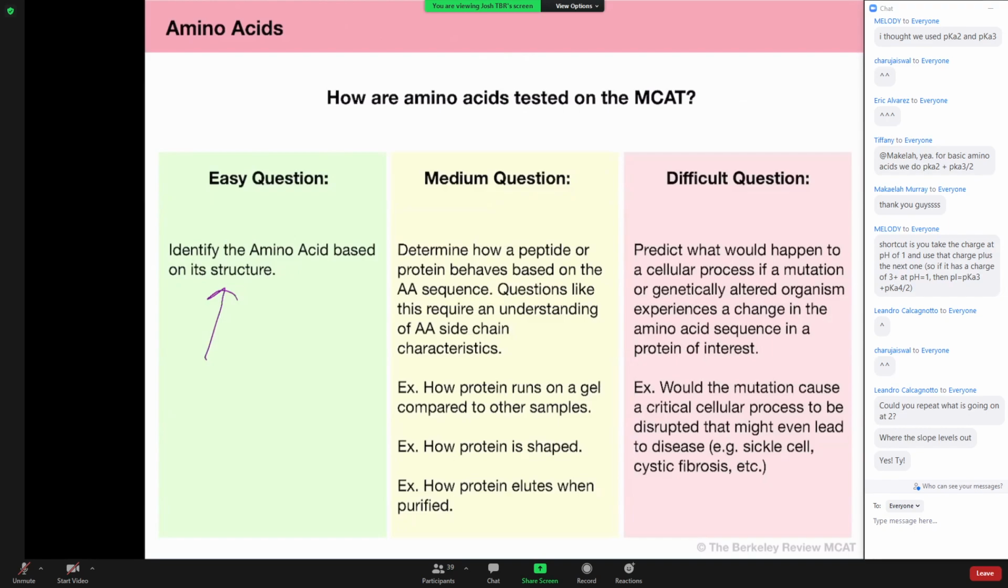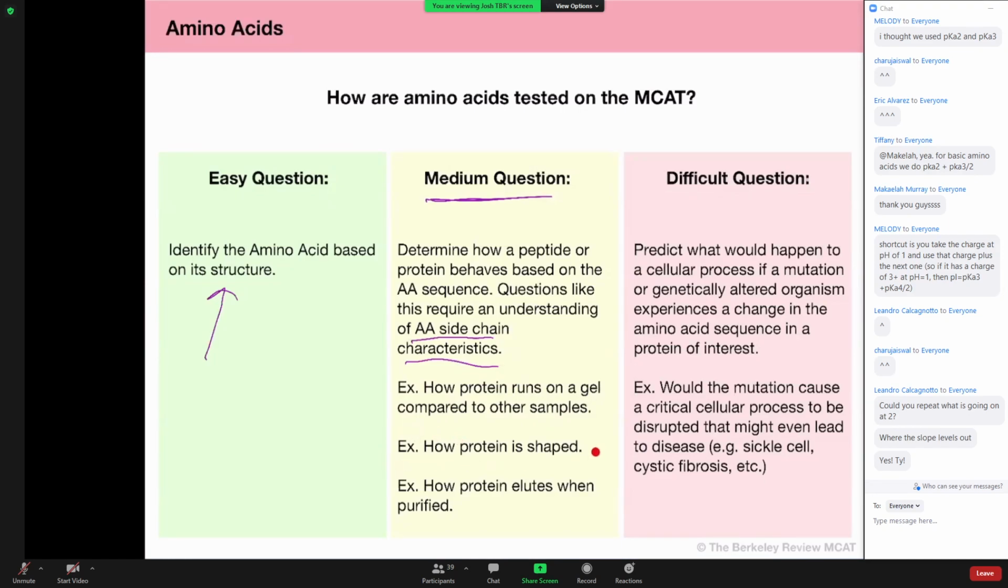Okay, a medium type of question on the MCAT might be something like determining how a peptide or a protein behaves based on its amino acid sequence. Okay, right. So these questions require an understanding of the amino acid side chain characteristics, right? So good examples would be how proteins will run on a gel, right? How different proteins will run on a gel, right?